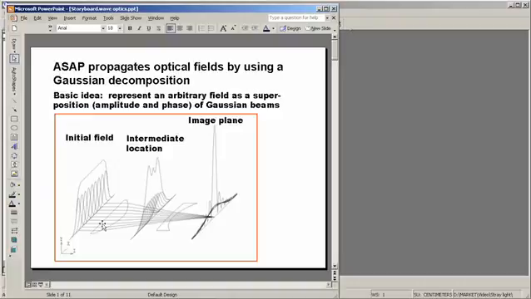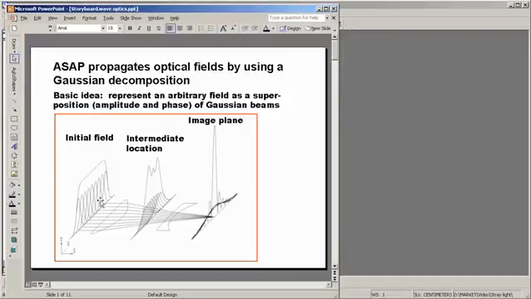The advantage of Gaussian beams is that they remain Gaussian as they propagate through the system. That is to say, a Gaussian beam retains its Gaussian form, and indeed we know how to propagate Gaussians through an optical system as long as the local area that each Gaussian propagates through is not too strongly curved.